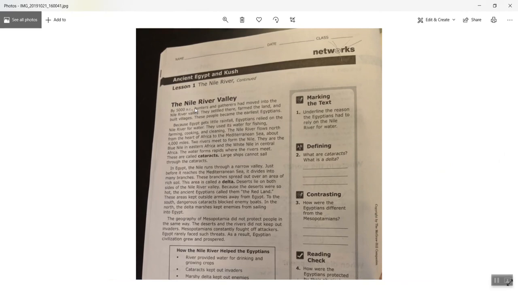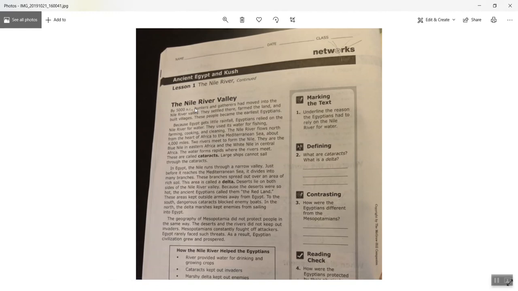By 5000 BC, hunters and gatherers had moved into the Nile River Valley. They settled there, farmed the land, and built villages. These people became the earliest Egyptians. Because Egypt gets little rainfall, Egyptians relied on the Nile River for water. They used its water for fishing, farming, cooking, and cleaning. The Nile River flows north from the heart of Africa to the Mediterranean Sea, about 4,000 miles.